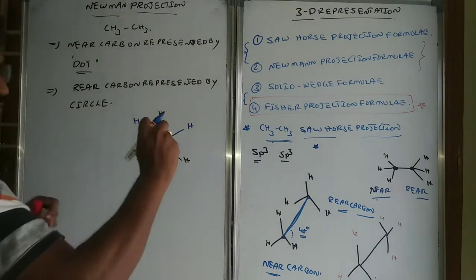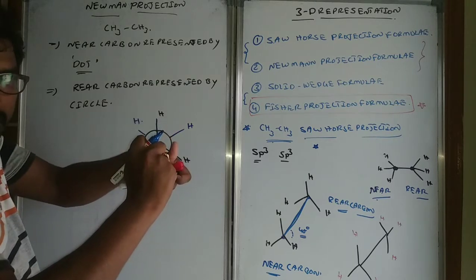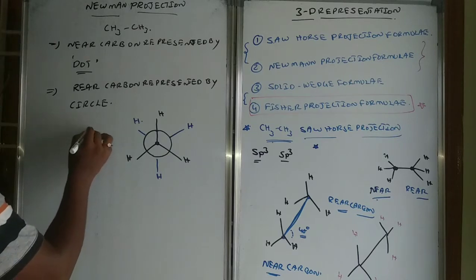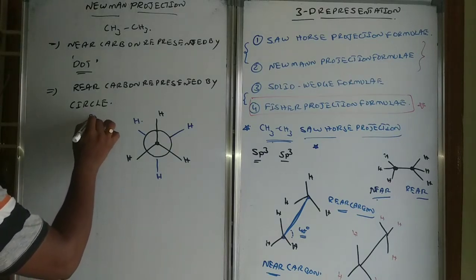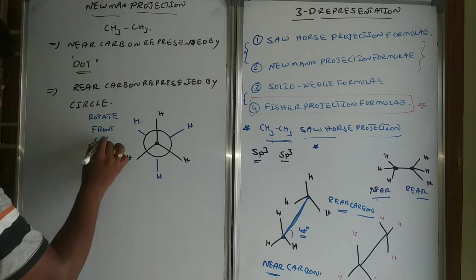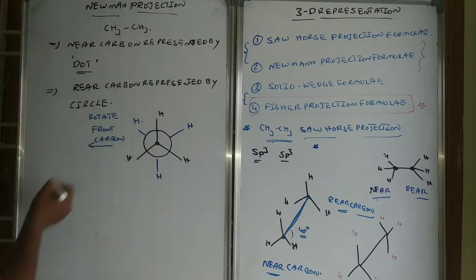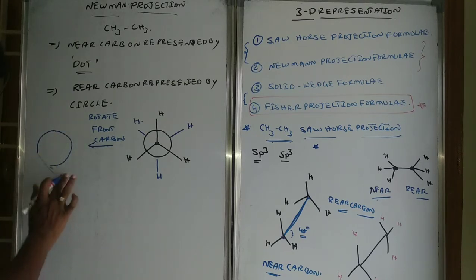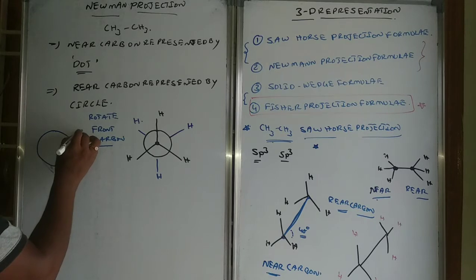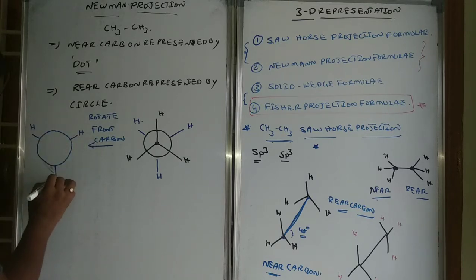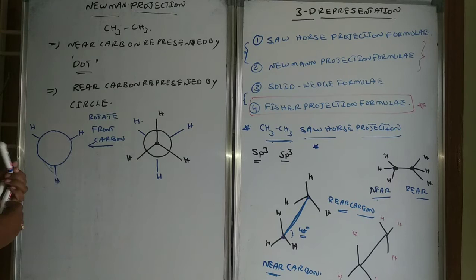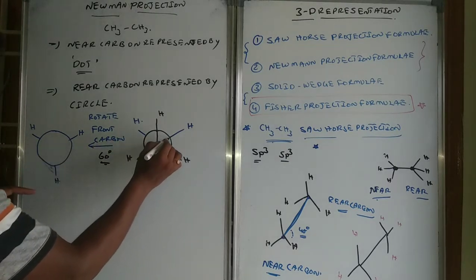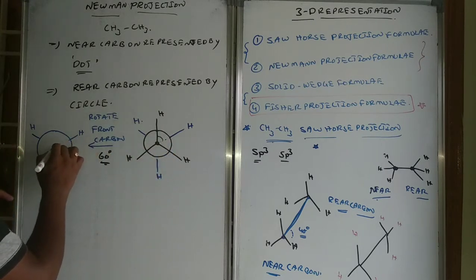You can rotate this. You can keep the front carbon constant and rotate the back carbon, or you can keep the back carbon constant and rotate the front carbon. Rotate the front carbon or rear carbon. What happens when you rotate the near carbon? This is the rear carbon that is having hydrogen, hydrogen, hydrogen. You are rotating this by 60 degrees. When you rotate 60, the distance between this and this is 60. So hydrogen goes like this.